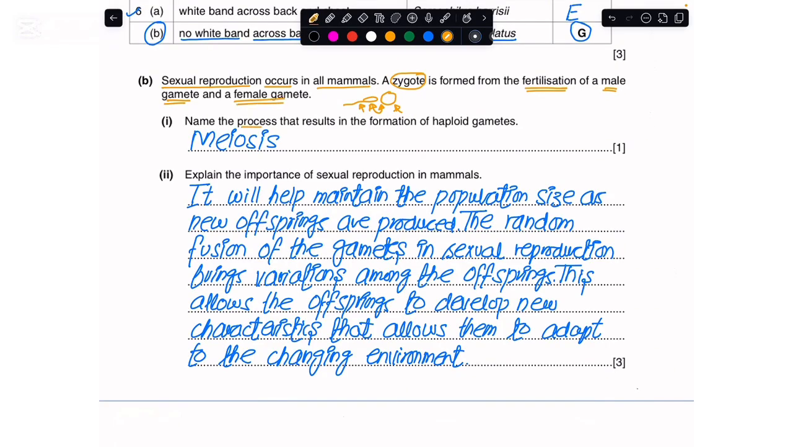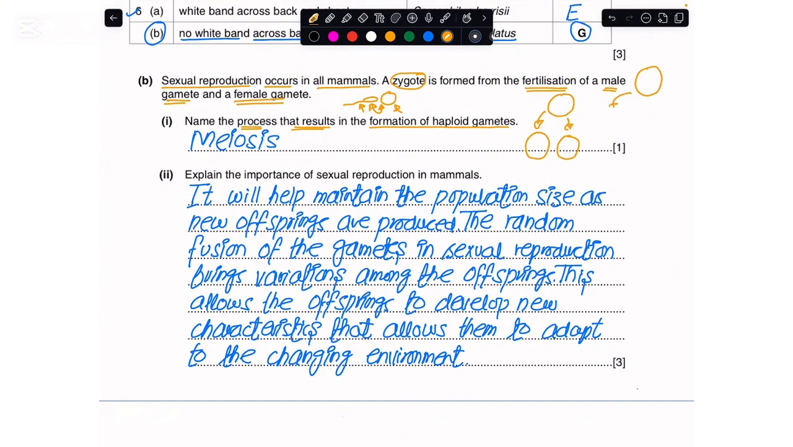So they say: name the process that results in the formation of the haploid gamete. You may have heard about two words in this context. One of the types of cell division that happens in asexual reproduction is mitosis, where a parent cell at the top divides to make two daughter cells such that the number of chromosomes is the same in them.